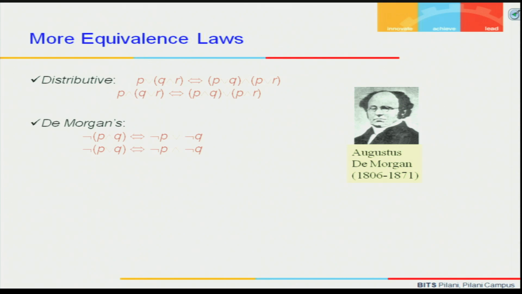This is what De Morgan is responsible for. What it says is not of (P and Q) is equivalent to not of P or not of Q. Similarly, not of (P or Q) is equivalent to not of P and not of Q. This is De Morgan's law. The trivial tautology or contradiction is P or not P is equivalent to T, and P and not P is equivalent to false.